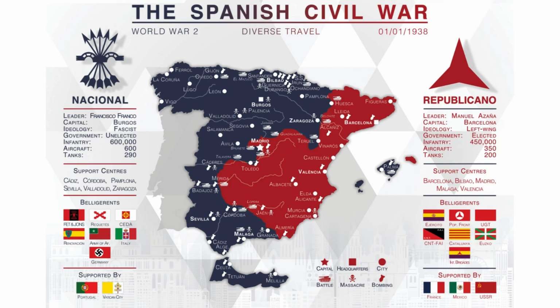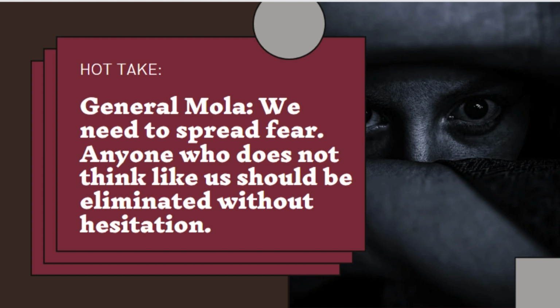Following the coup, it was decided that General Mola would lead the military committee. In a speech he made, Mola revealed how ruthless he was by stating, "We need to spread fear. Anyone who doesn't think like us should be eliminated without hesitation."